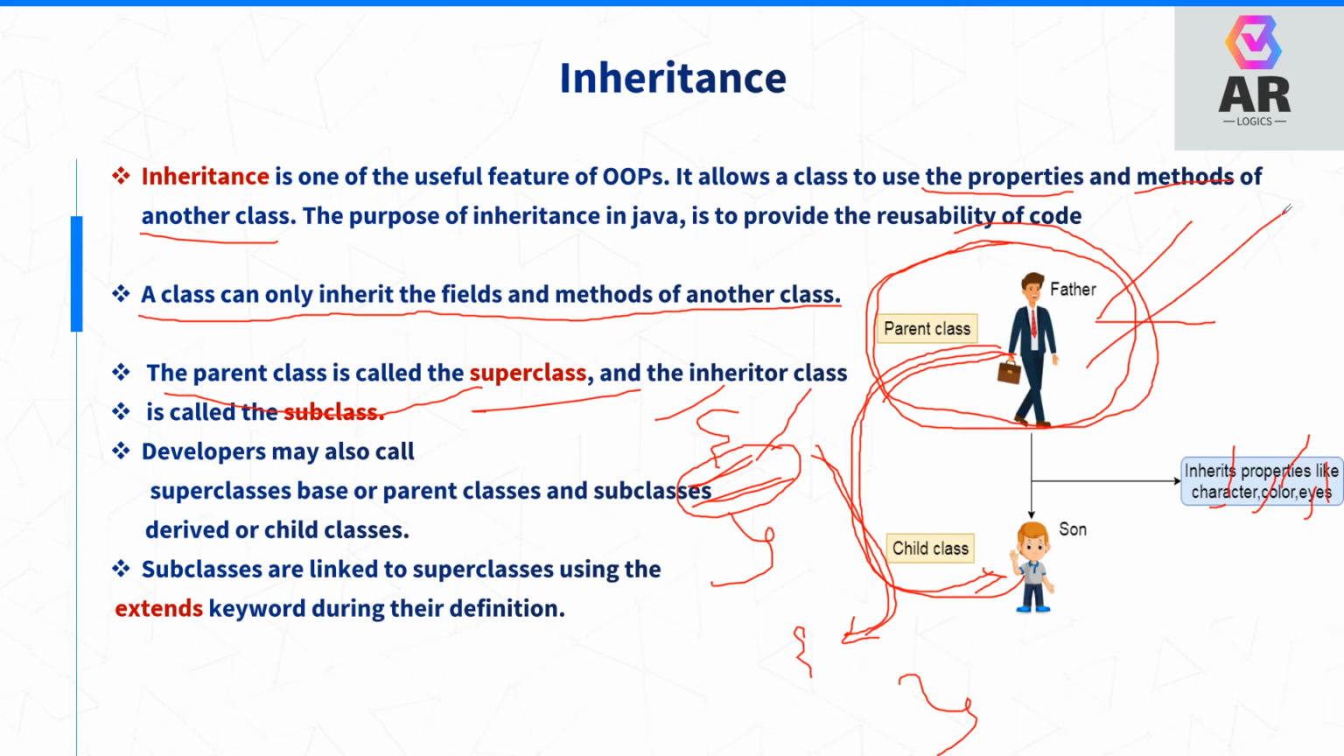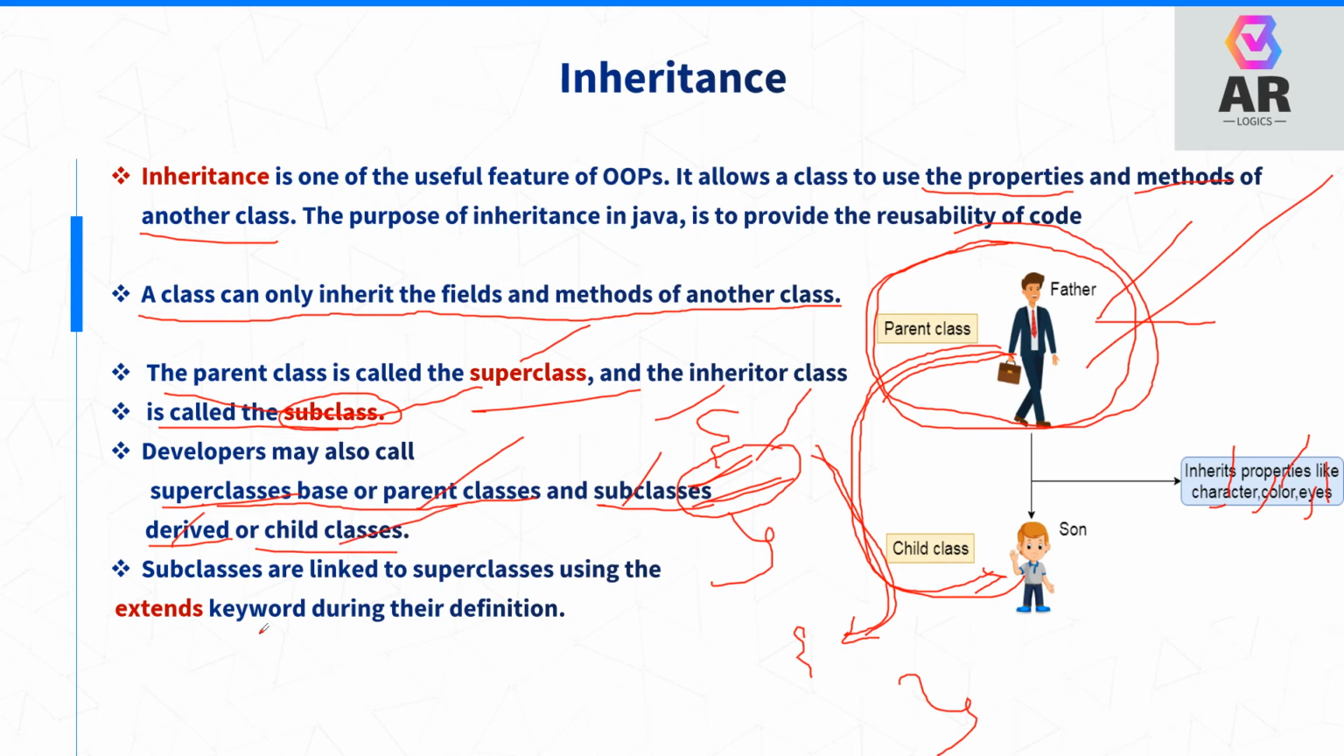The parent class is called a superclass, and the child class is called a subclass. Developers can call it the child. This is very important. Somebody can ask you, what is the base class? The base class is a superclass or parent class. A subclass is a derived class or child class.